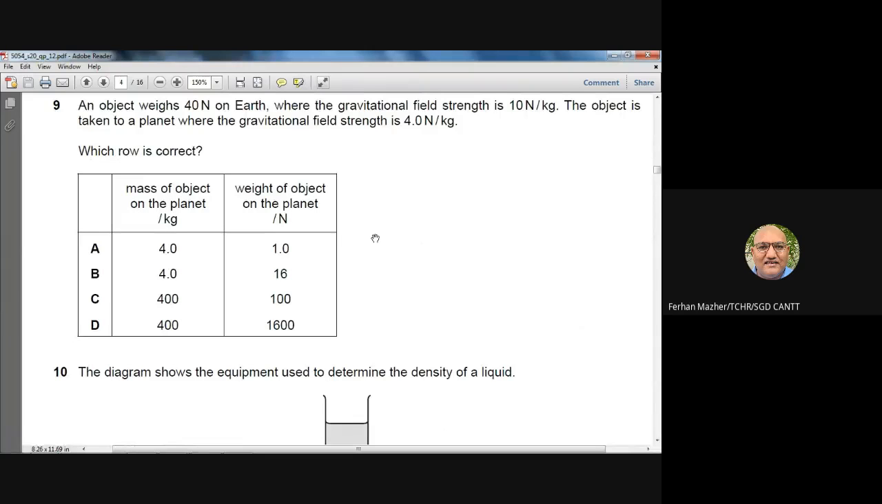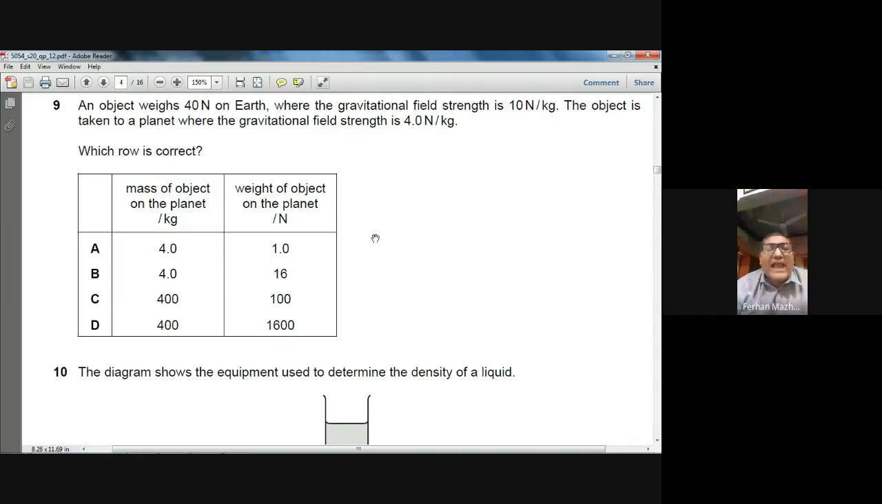An object weighs 40 Newton on Earth, where the gravitational field strength is 10 Newton per kg. The object is taken to a planet where the gravitational field strength is 4 Newton per kg. Which row is correct? Okay, so on the Earth, if the weight is 40 Newton, you can find out the mass.